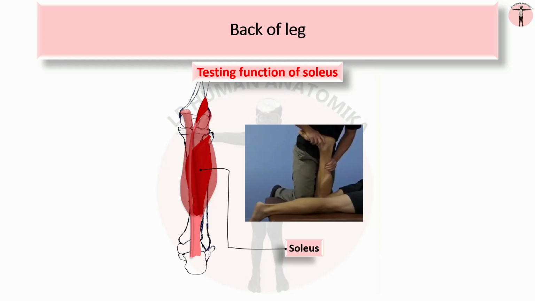Test of function of soleus. The patient is asked to flex the knee and then plantar flex the foot against resistance. If the patient can plantar flex the foot against resistance, the soleus muscle is normal. The second method to test the soleus is: the patient is asked to flex the knee and stand on his toes, supporting his hands loosely on the wall. The muscle becomes tight due to its contraction, which shows that the soleus is normal and functioning.